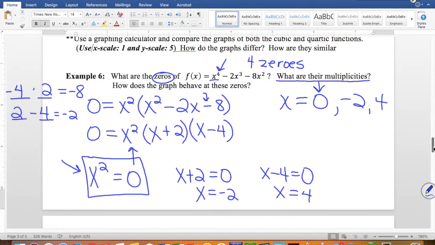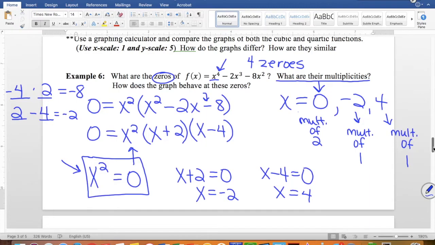That's what is meant by, what are their multiplicities? In other words, how many times does that 0 occur? So this 0 occurs twice, which means this 0 has a multiplicity of 2. This 0 has a multiplicity of 1. And this 0 has a multiplicity of 1. Okay, so however many times your zeros occur, if your zero occurred 3 times, that would be a multiplicity of 3.